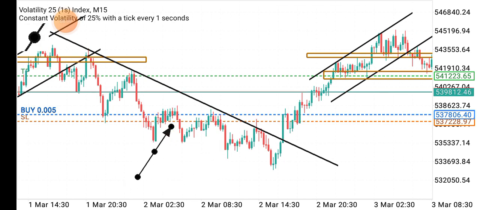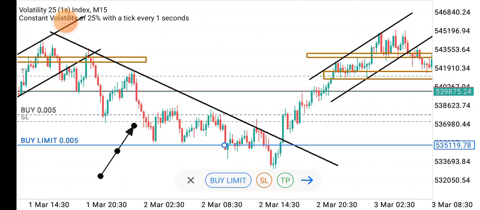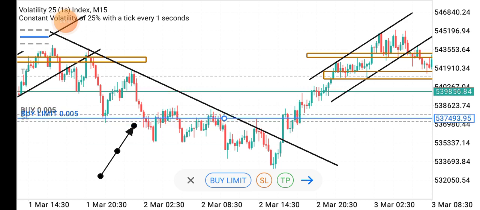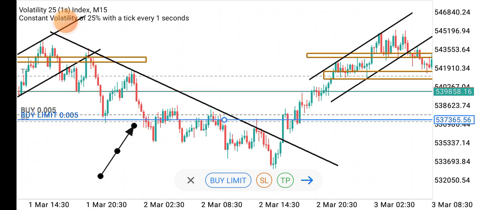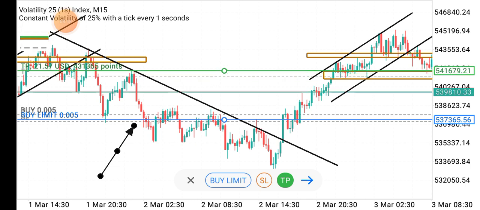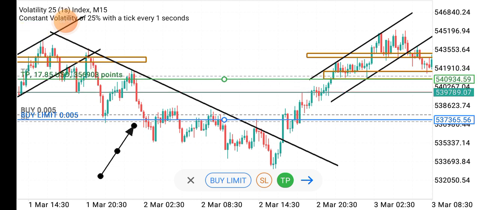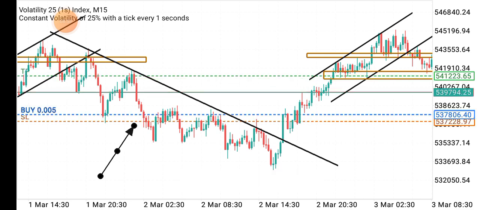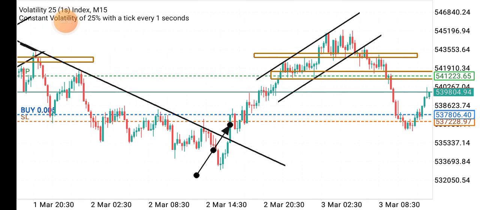These things work all the time. It's just the ability to identify them. So imagine I entered a trade right here. Then my TP is this high here. That would be about $17 profit. That's good money, guys, with just one position.